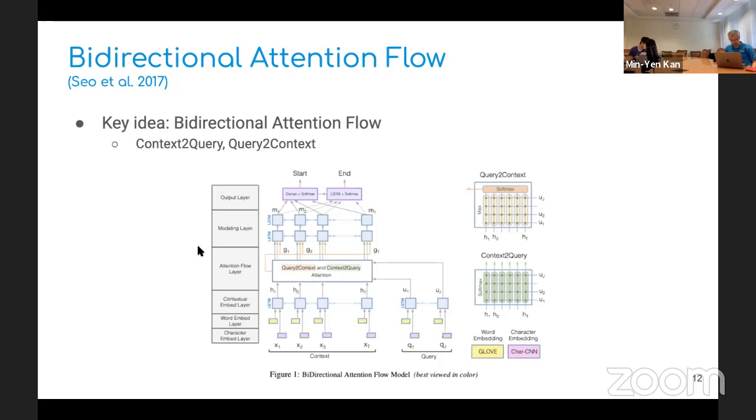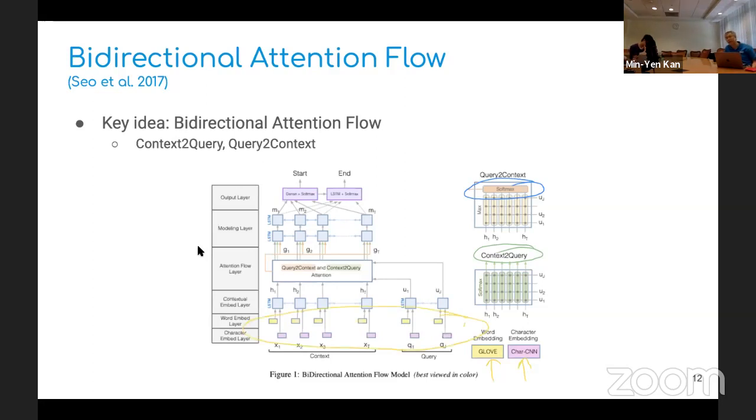Yeah, I think so. If you look closely, the orange arrows are the query to context, and the green arrows are the context to query. So then also, as Juan said, they also have the character embedding in addition to the last part. No, but the character embedding is before that. These are both common to both architectures, right? You have this big layer at the bottom.